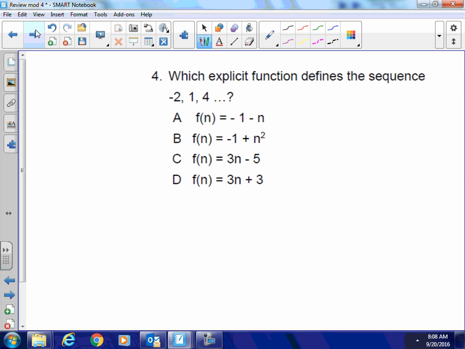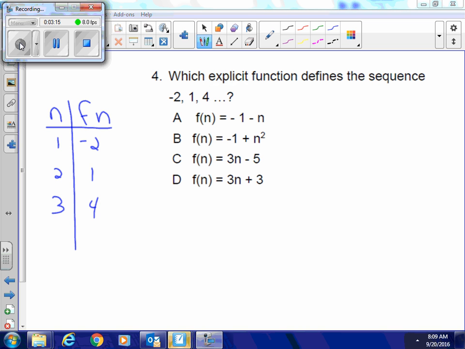Which explicit function defines the sequence? Well, we could try just plugging in to each one of the choices to get our answer. But before we do plug in, let's rule some out. I see that my common difference is 3. So I'm going to rule out these first two. C and D have a common difference of 3. Now let's see which one works.